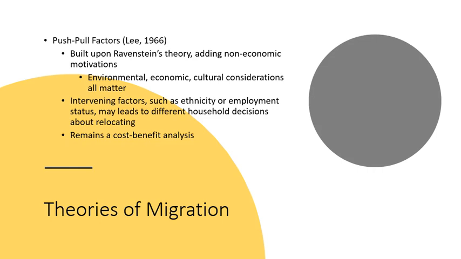Lee builds directly off of Ravenstein and the push-pull factor theory, adding new non-economic motivations. Lee maintains that our decision to relocate is not simply a matter of economics, that there are other things such as the environment and culture that are going to weigh in on our decision making.